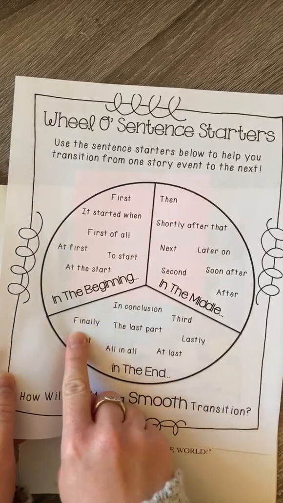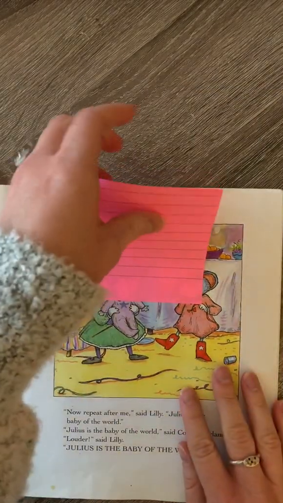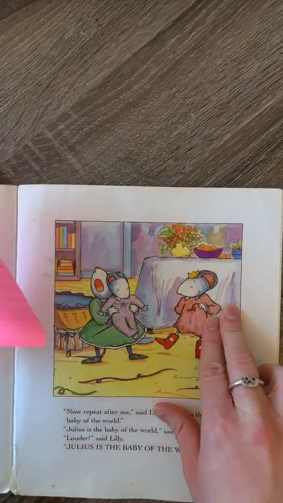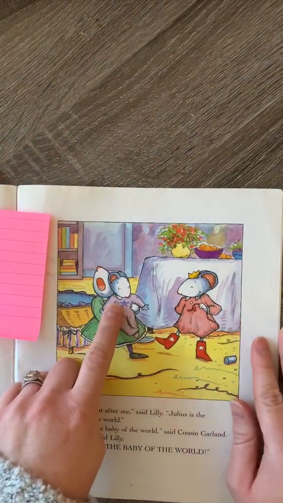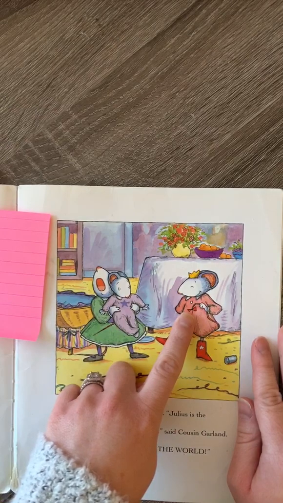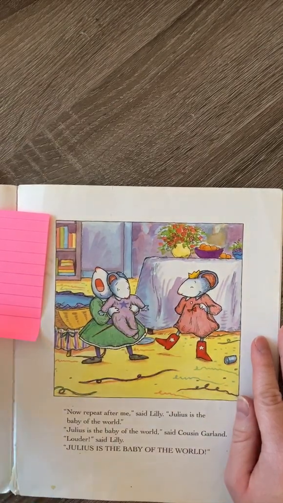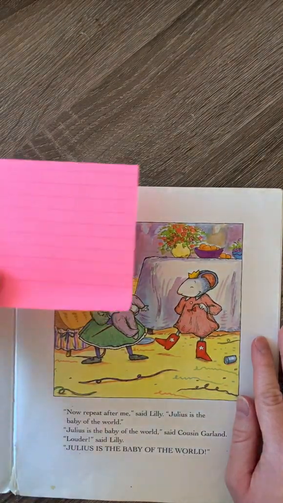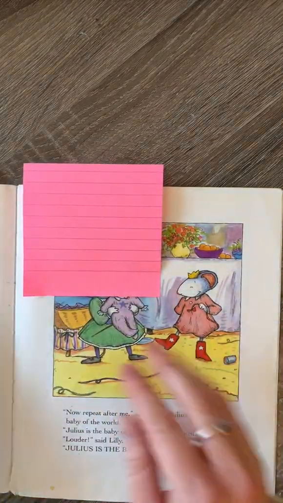Finally, I think I'll choose finally, Lily made Cousin Garland call Julius the baby of the world, and then Lily loved Julius. She didn't hate him anymore, and she loved having a baby brother.